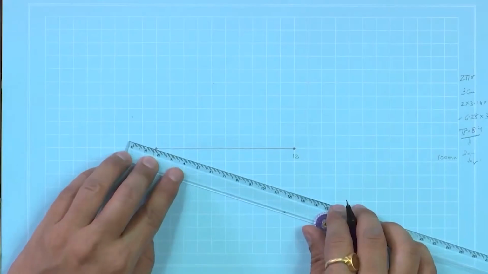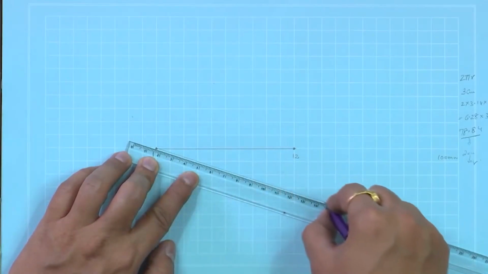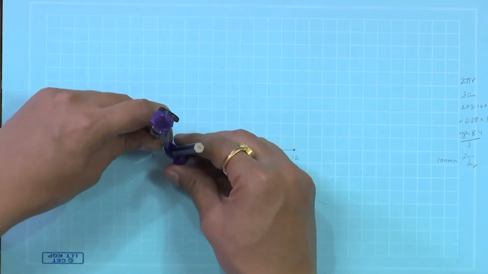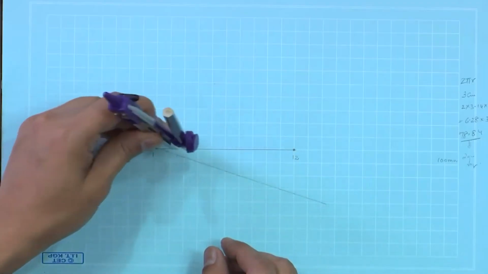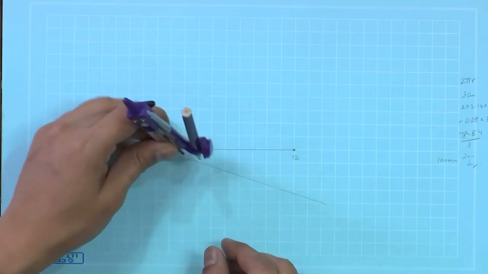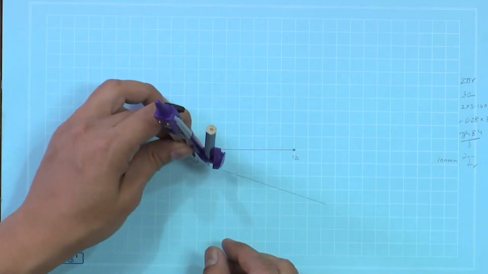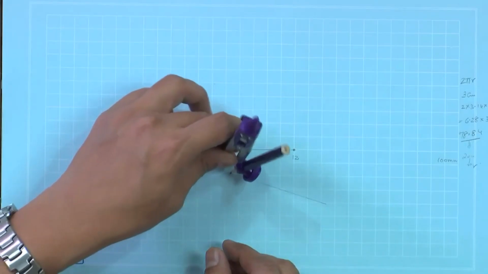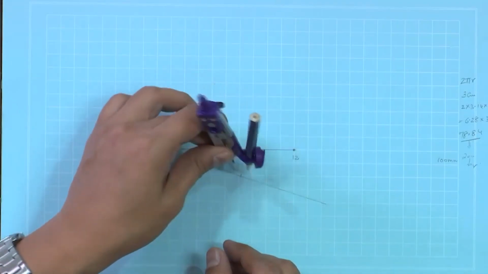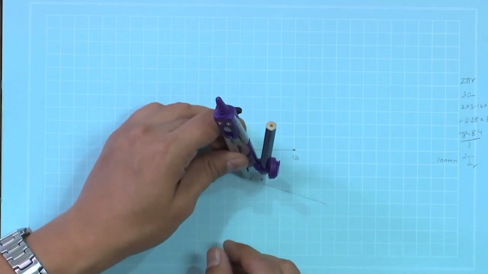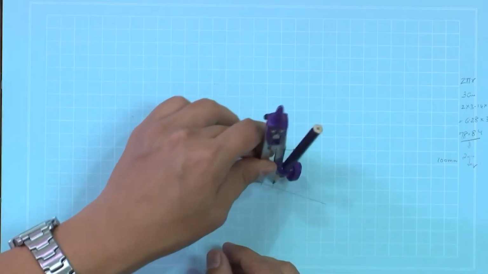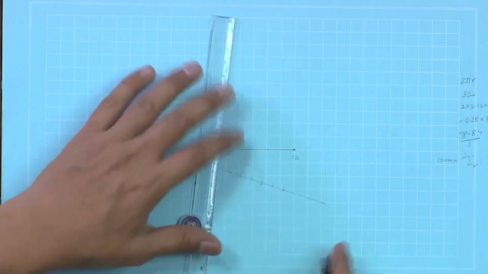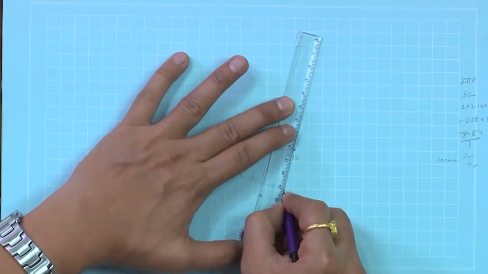So, draw an inclined line, divide that into 12 equal divisions. 1, 2, 3, 4, 5, 6, 7, 8, 9, 10, 11 and 12. Now, join this point all the way to 12.